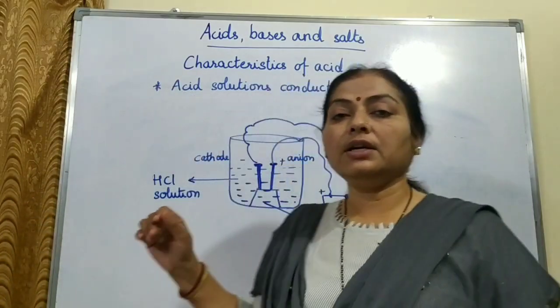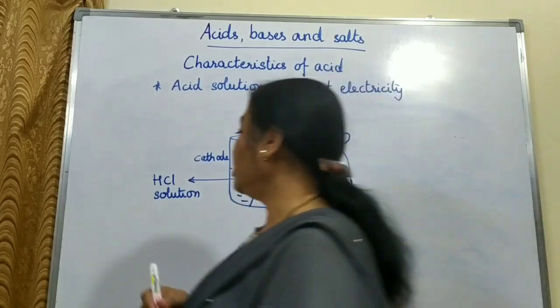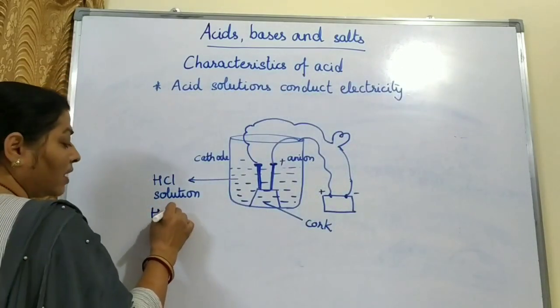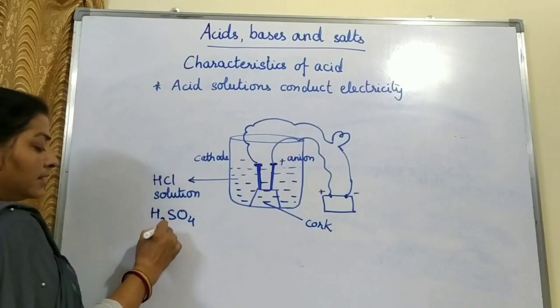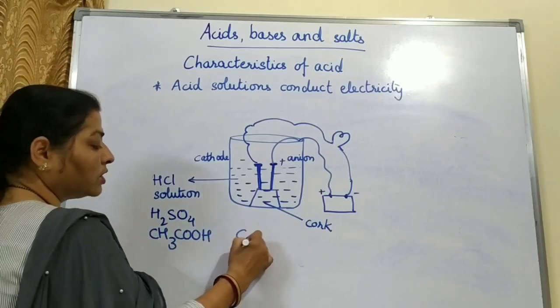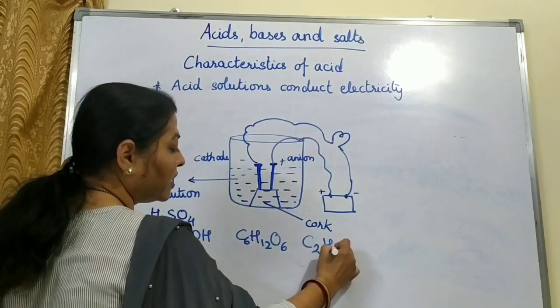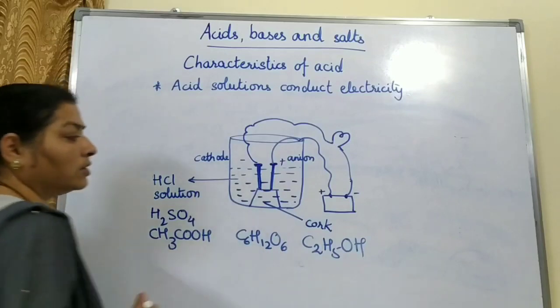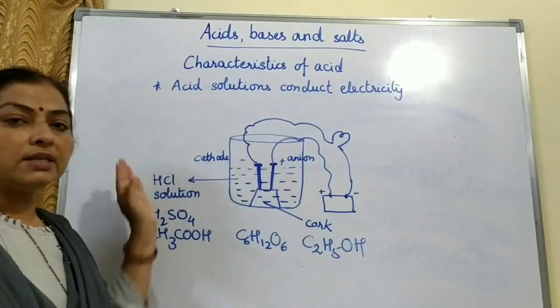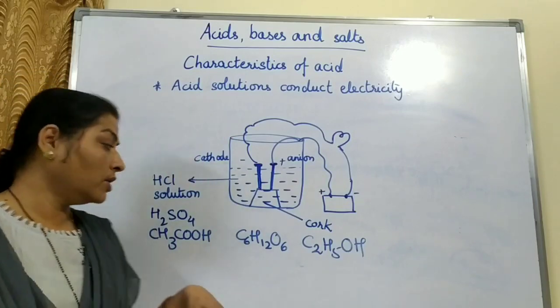Now this activity is repeated with different types of solutions such as H2SO4, and then acetic acid, and glucose solution C6H12O6, alcohol solution C2H5OH. So turn by turn these solutions are changed and current is passed, and it is checked whether the bulb glows or not.